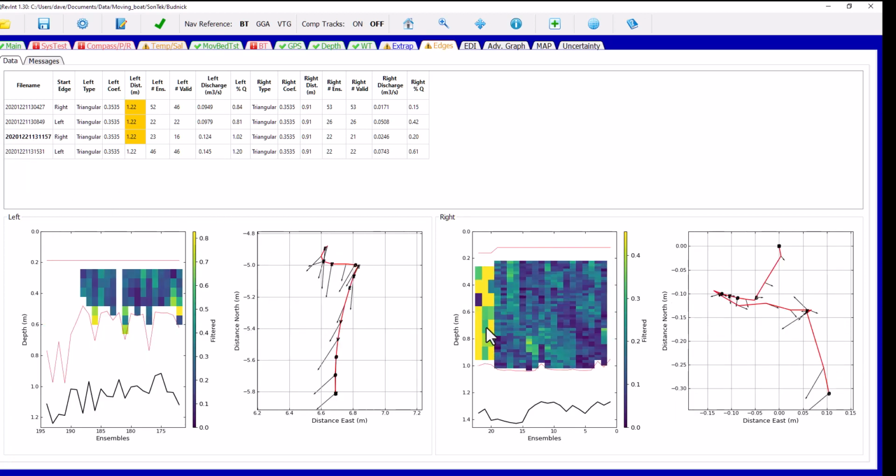We can see in some of the graphs that the water mode changed, causing a change in cell size that in this case is rather substantial. That concludes our discussion of the Extrap and Edges tabs.